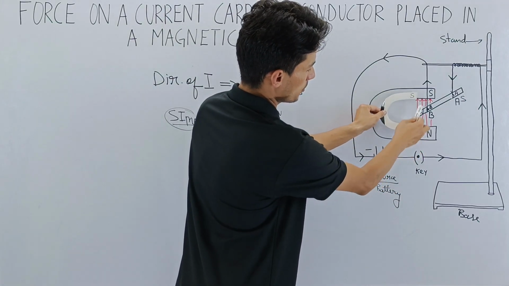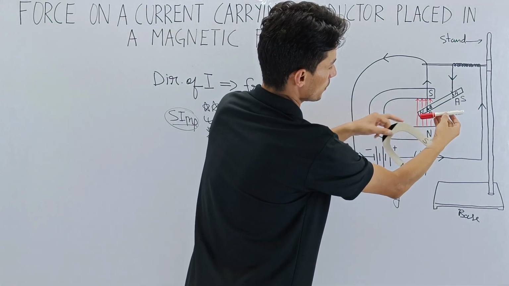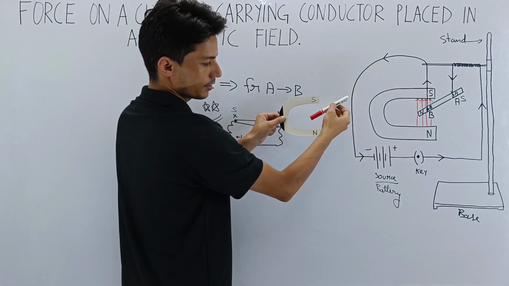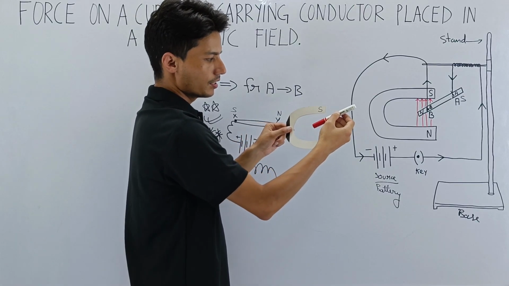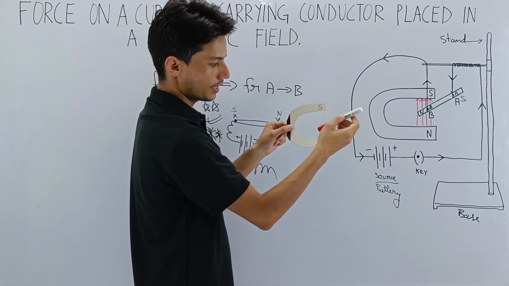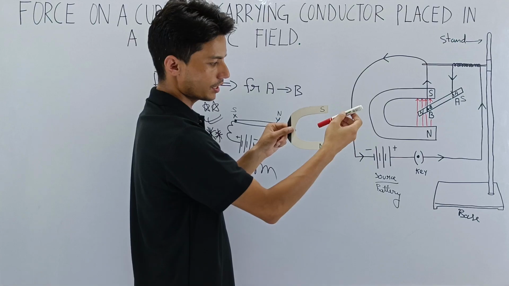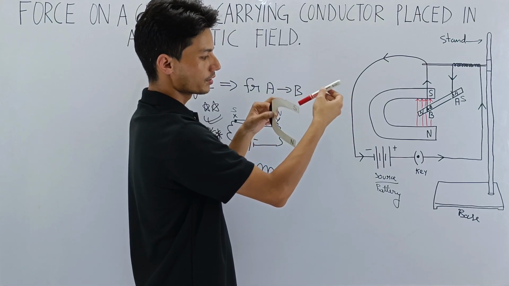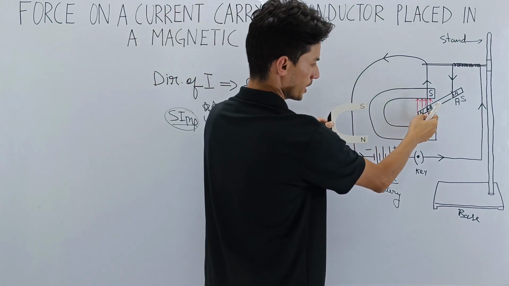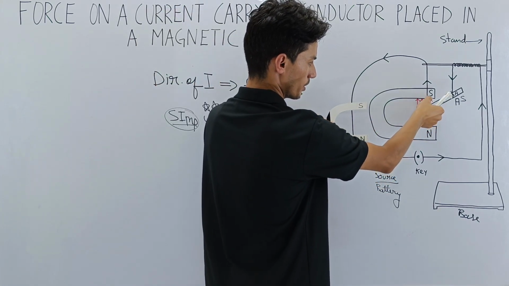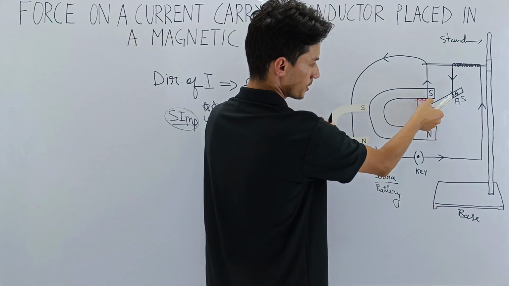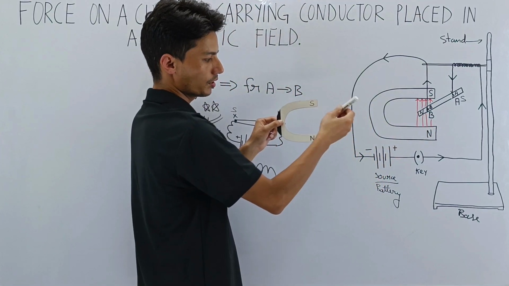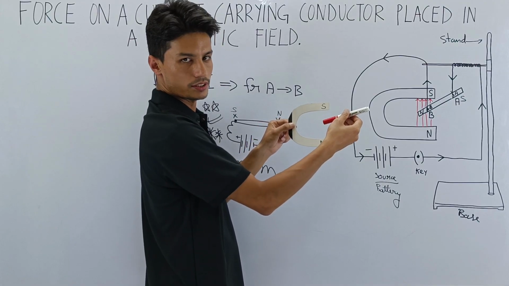Look here: north, south. South is the white part, north is the black or red part. Now you see, this is the south pole and this is the north pole. Since the conductor is kept like this, the north pole and south pole are very close. Check out the distance here. From north to north, the distance is quite far, but south and north pole are very close. So two opposite poles are close to each other.